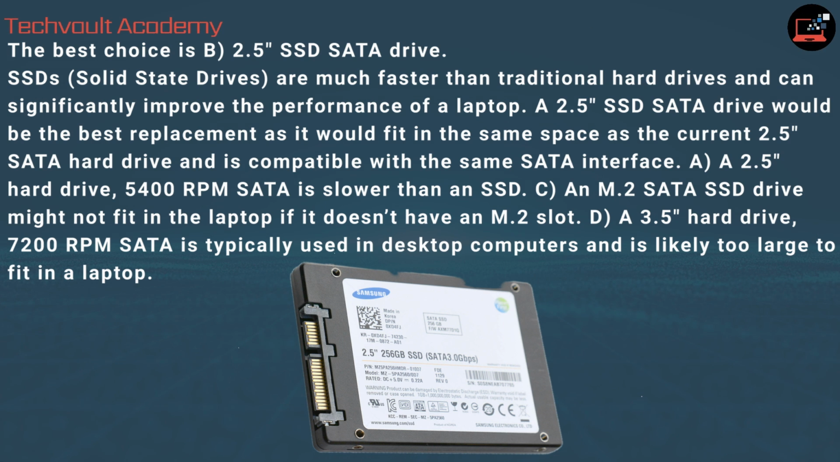A. A 2.5 inches hard drive, 5,400 revolutions per minute SATA is slower than an SSD. C. An M.2 SATA SSD drive might not fit in the laptop if it doesn't have an M.2 slot. D. A 3.5 inches hard drive, 7,200 revolutions per minute SATA is typically used in desktop computers and is likely too large to fit in a laptop.